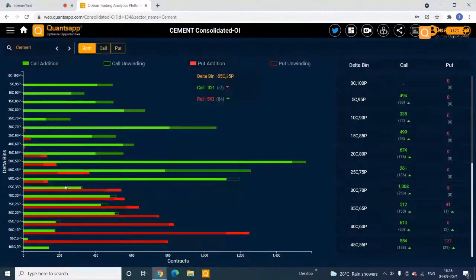But one positive again, the puts are also seeing an increase. So gradually the put writers are also shifting. So this is also a positive sign.